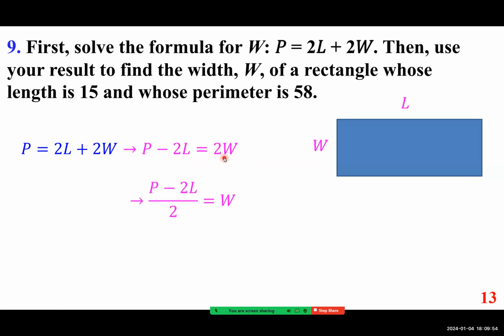Now, before we move on, I want to make sure you understand you can't cross these two out. But if you want to, you could rewrite it, and you don't have to. You could rewrite this as P over 2 minus 2L over 2, which becomes P over 2 minus L. That you can do. However, you can't just drop the 2.